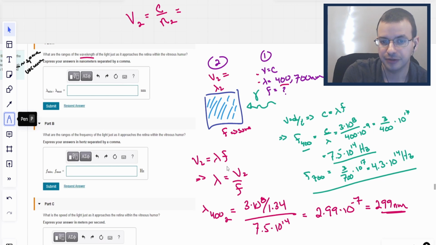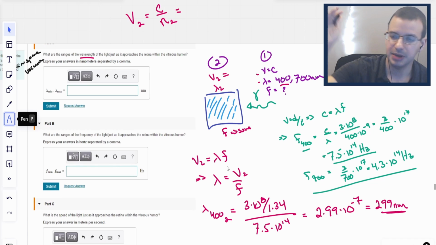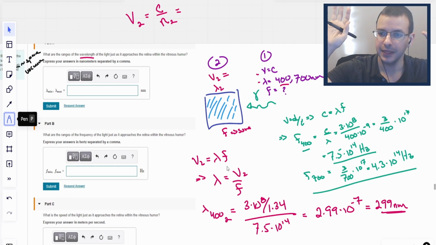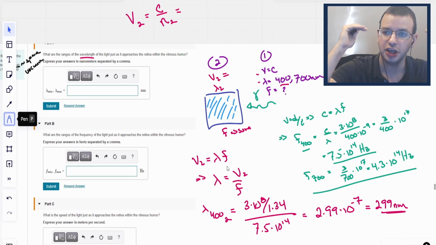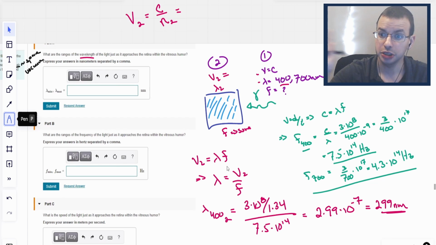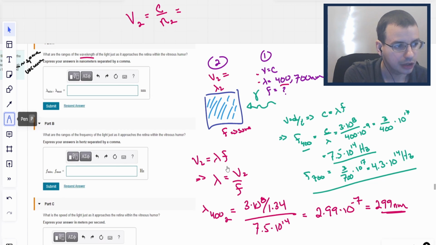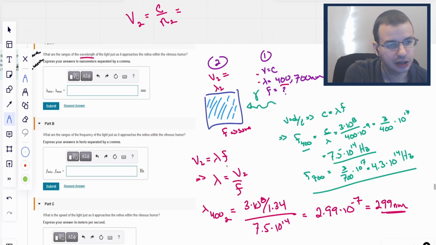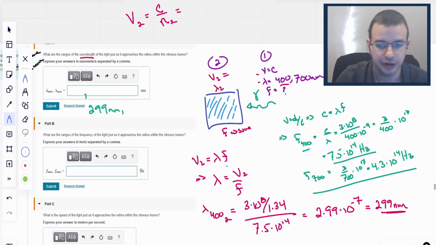I like to solve for frequency and do that extra step in there, because it makes more sense to me. All right, the speed changes, the wavelength changes, but the frequency is going to stay the same no matter what medium. So the first answer here, I'm going to round this up to 300, no, I'll do 299. 299 nanometers for the first one.